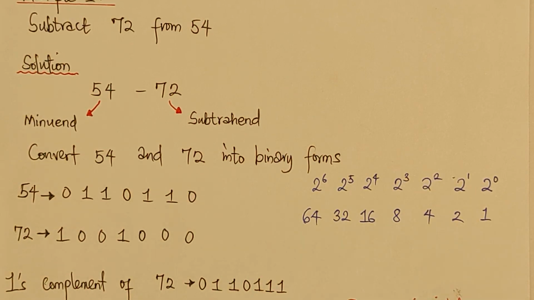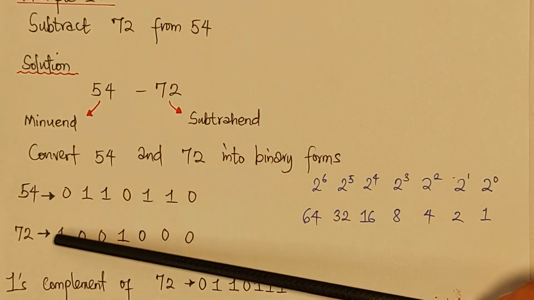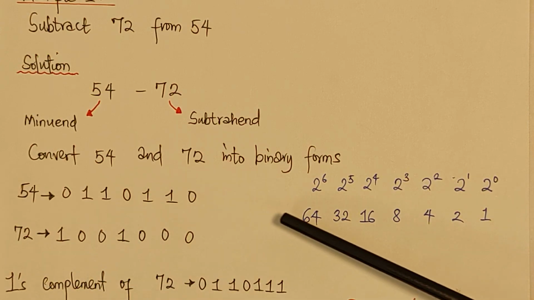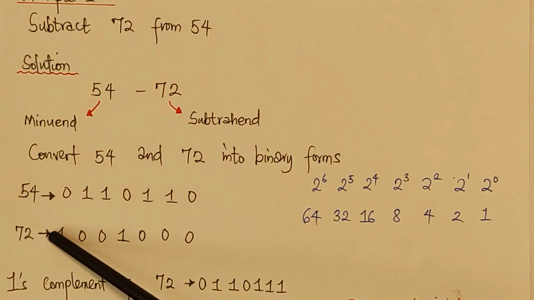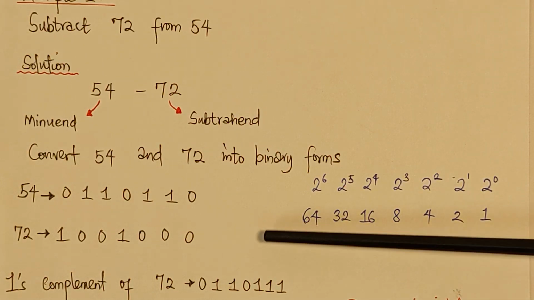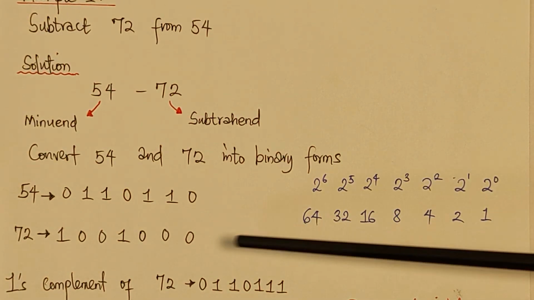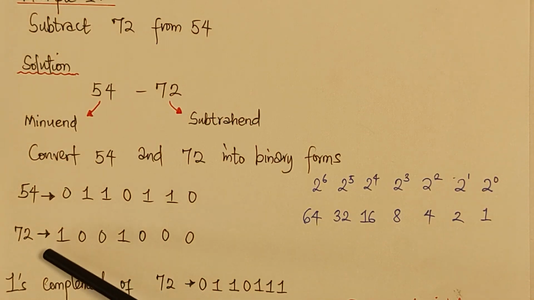Now the same application for 72. What will make up 72 from these values? It means that we can take 64. 72 minus 64 will give us 8. So we turn that on as 1. And then we look, do we have 8? Yes, there's 8 here. We'll take that as 1. The rest will be zeros. This is why we have 1, 0, 0, 1, 0, 0, 0, because 64 plus 8 will give us 72.